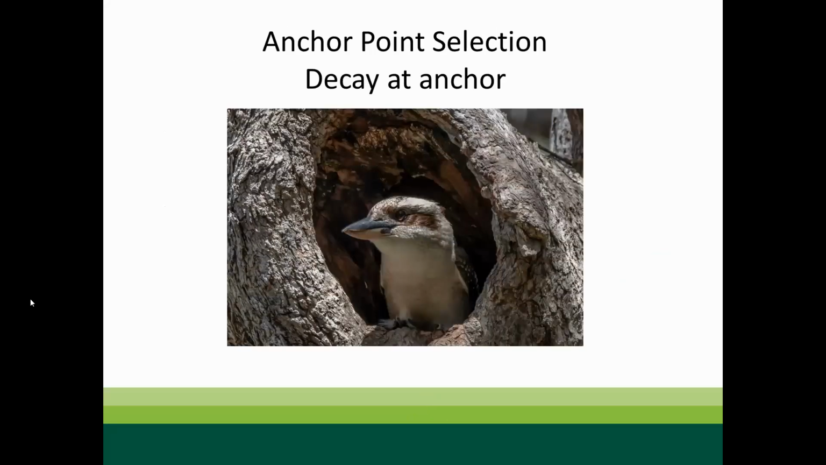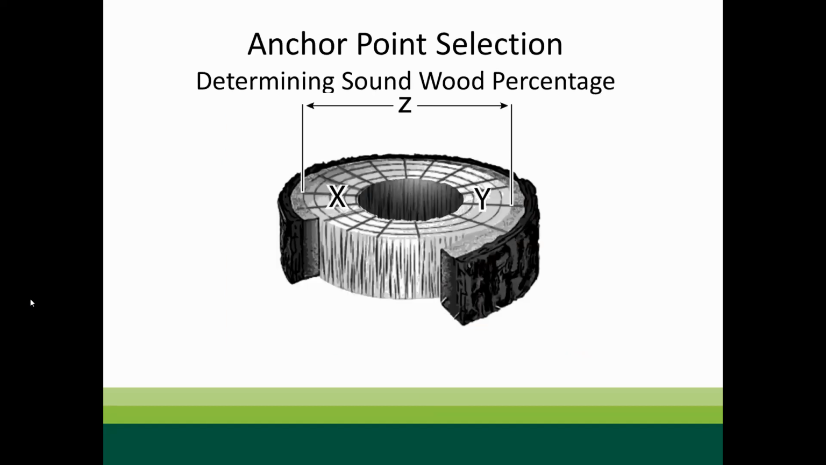And then if we are doing a steel cable and there may be decay present, the stem needs to have at least 30% sound wood at the point of anchoring. This is important for the holding strength of that cable. To determine how much sound wood we have, it is accomplished by two simple equations.